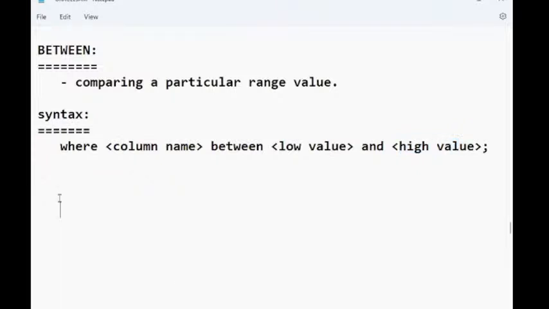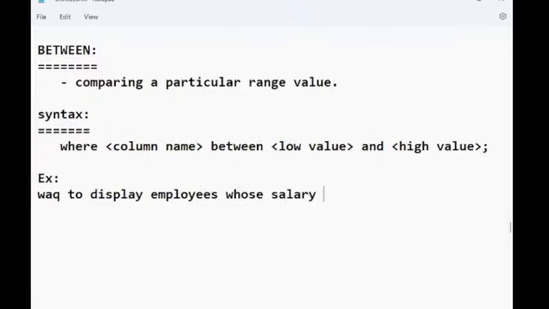Suppose one practical example we will see now. Write down: write a query to display employees whose salary is between 1500 to 3000.